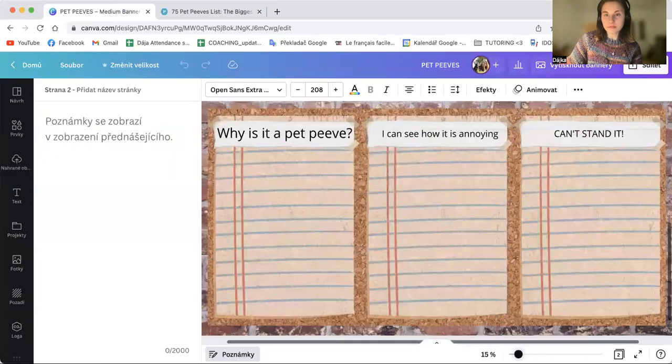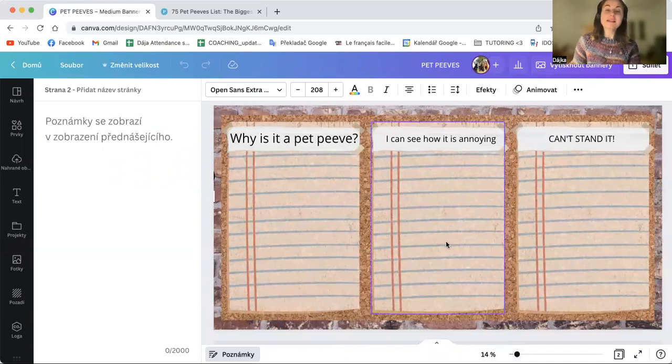I usually make it bigger, as big as I can. Sometimes I can even send the link to the student and he has it opened on their phone or in their own tab. But if it's not possible, you can just share it like this. And here we have 3 categories. Why is it a pet peeve? So I explain. Okay, so it's a question that you can ask.